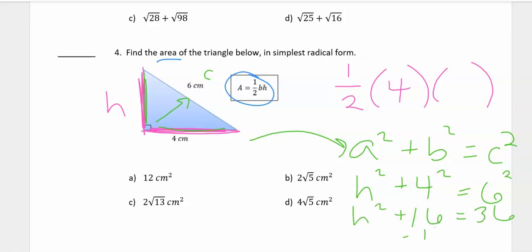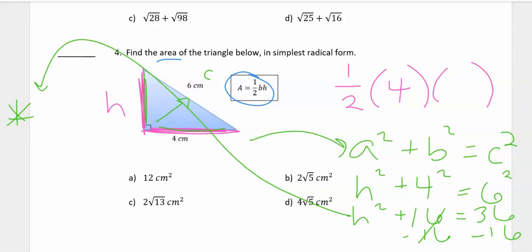Then I'm going to subtract this 16 over, and I am definitely going to run out of room, so I'm going to bring it up here. Sorry, a lot of arrows. But here's where I'm at. H squared equals 36 minus 16 is 20. So now I need to square root to get rid of the squared.